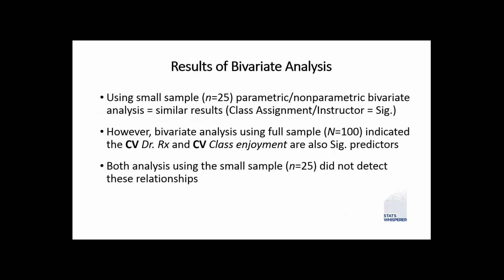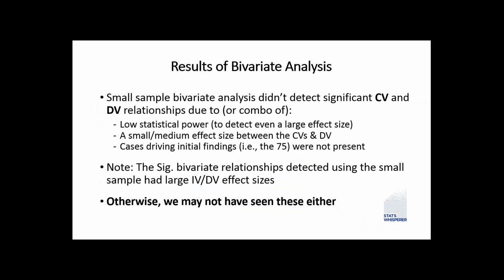So now here's where it gets interesting. We have our complements, we have our bivariate findings. We know that the findings corroborate one another. That's our big consideration. Now, also keep in mind the significant covariate and dependent variable relationships that we know exist within the full sample. Specifically, class enjoyment and doctor prescription status were not related to class attendance.